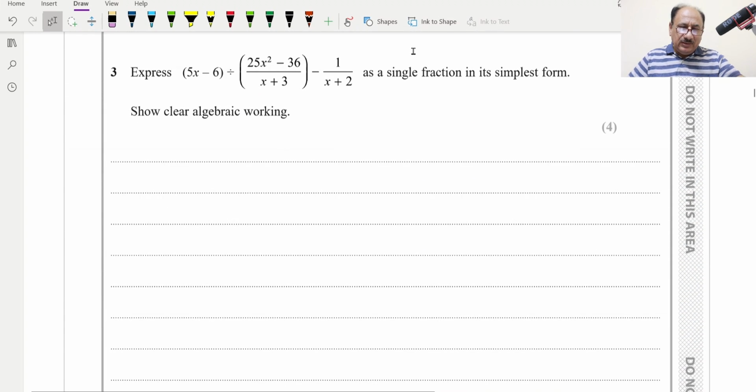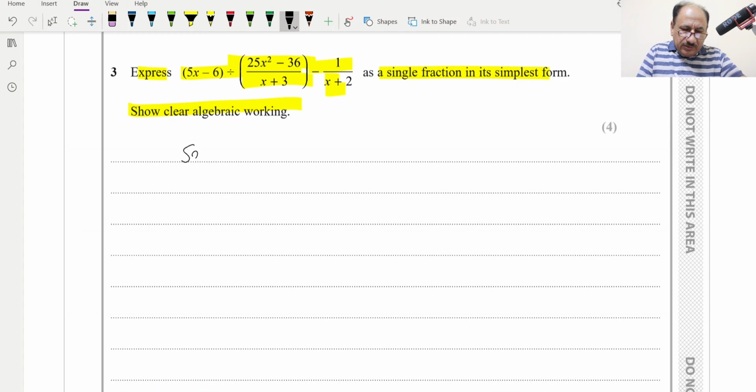Question number 3 says express this algebraic expression as a single fraction in simplest form. Show clear algebraic working also. So what we will do, we can rewrite this 5x minus 6 as it is, and this division sign we can change into multiplication. So we'll have to write the reciprocal of this portion because we have converted division into multiplication.